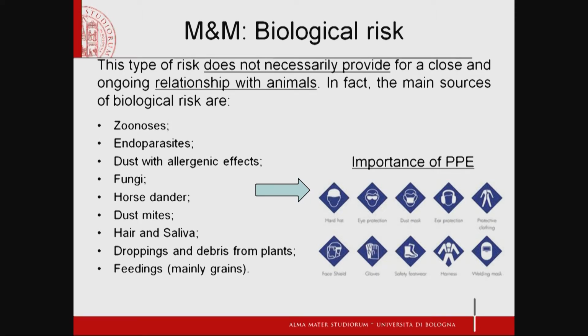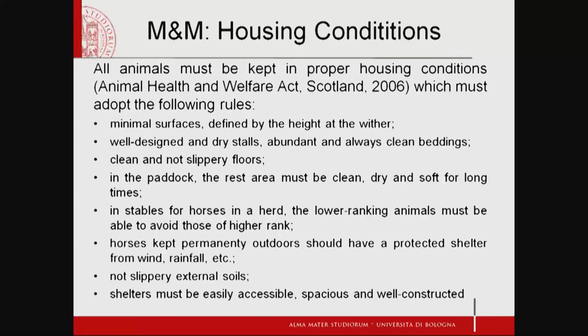Other risks are related with the housing condition. In fact, all animals must be kept in proper housing condition, which must adopt the following rules. Minimal surface sized by the height at the withers, well-designed and dry stalls, abundant and always clean bedding, clean and unslippery floors. For the external area, in particular in the paddock, the rest area must be clean, dry and soft for long times. In stables, for horses in a herd, the lower ranking animals must be able to avoid the dust of higher rank.